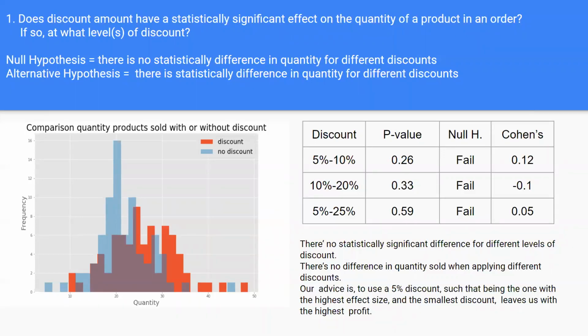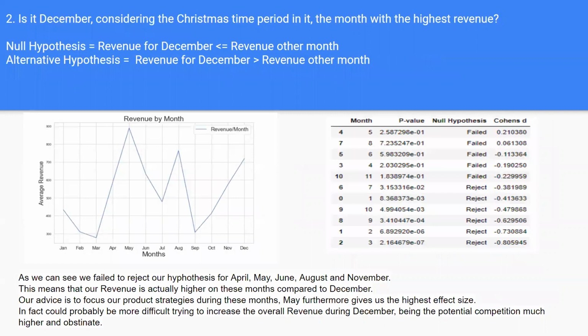What this means is simply that if we apply a discount of 5% on a product, and afterwards we apply a discount of 10% on the same product, the quantity sold is not changing. So an advice that we want to give to our management is that it's better to use a 5% discount if you want to use a discount, because increasing the discount is not increasing the quantity sold. Being smaller, the discount leaves us with a higher profit.